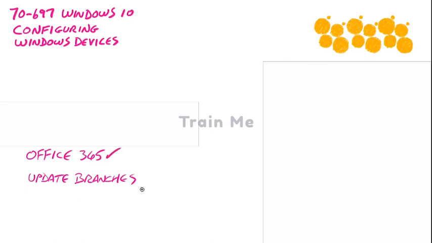All right, here we studied Office 365. In particular, we looked at update branches and the various different ones you can use, and then we installed Office 2016. I hope this has been informative for you, and I'd like to thank you for viewing.